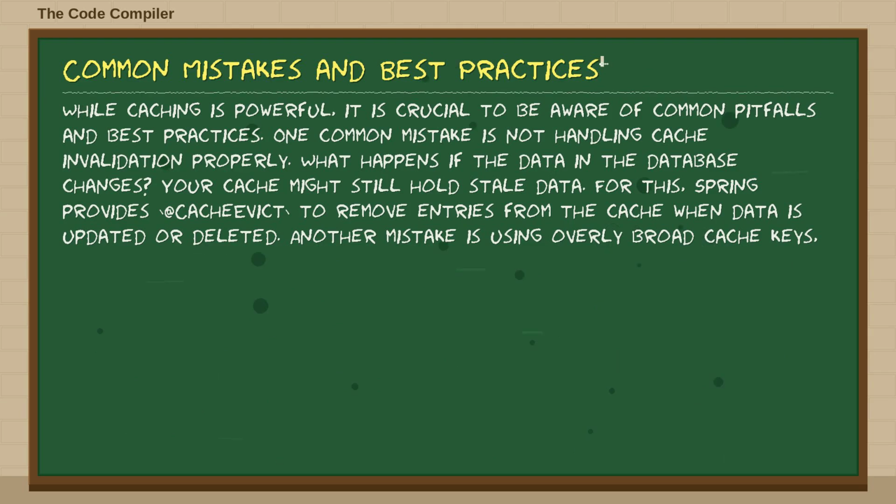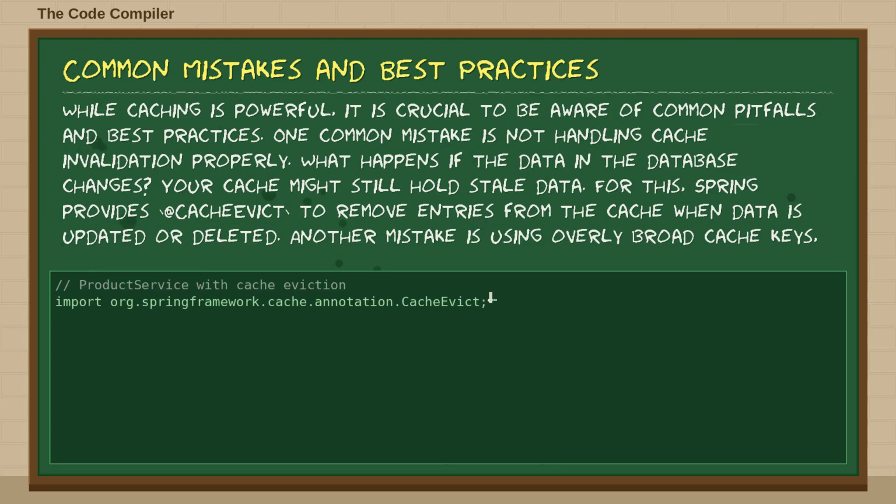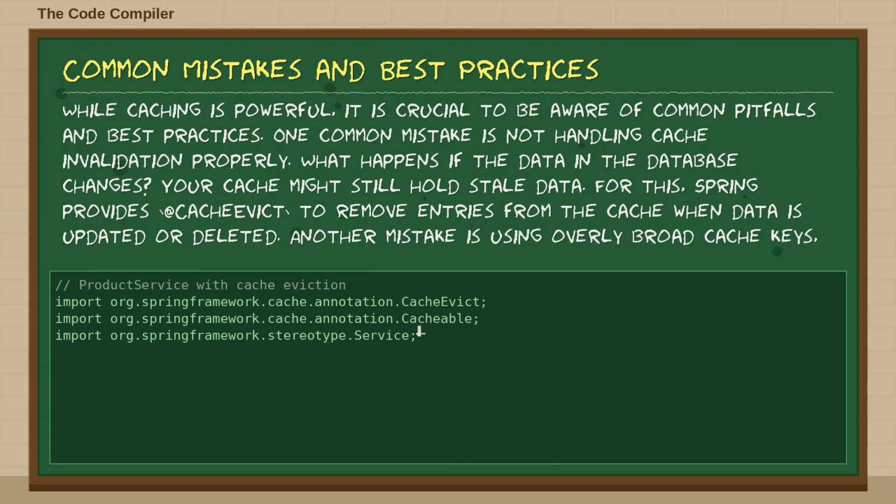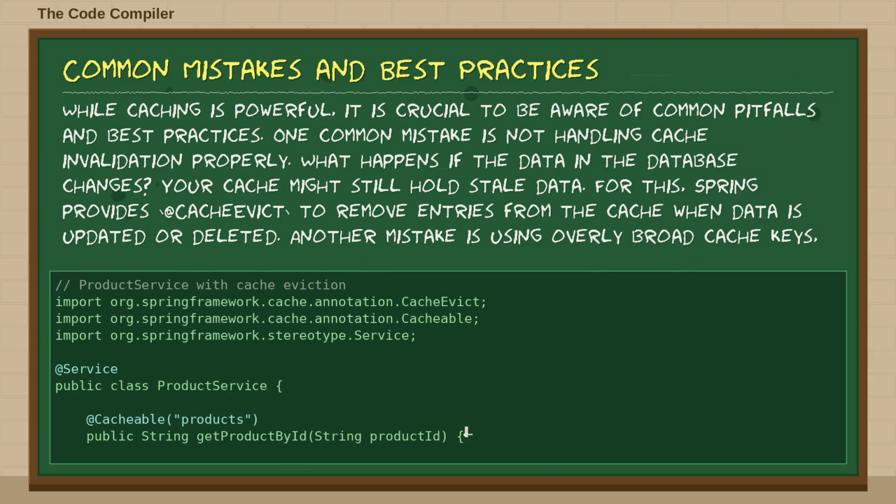Finally, consider using @CachePut for updating cache entries without skipping method execution and @Caching for combining multiple caching operations on a single method. These practices ensure your caching strategy is robust and efficient.